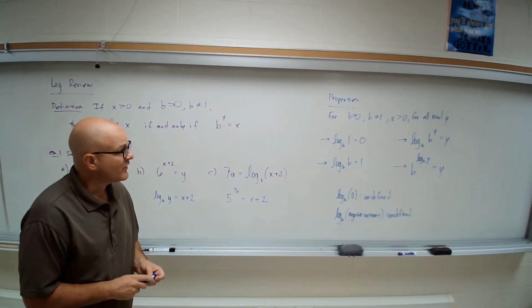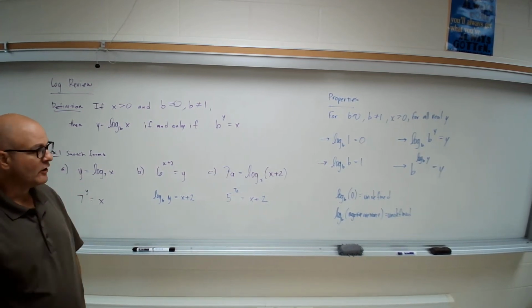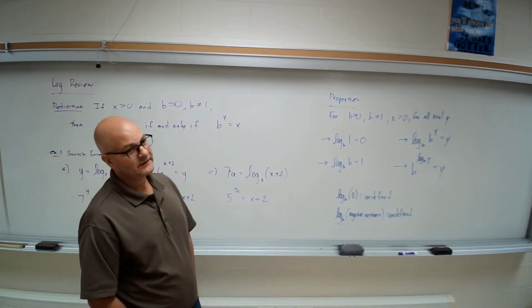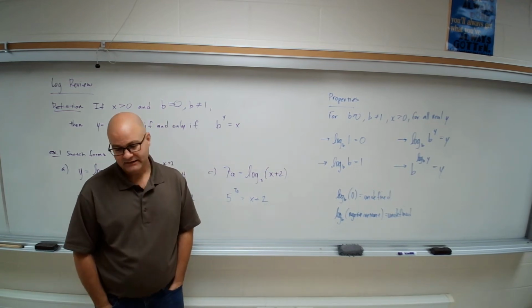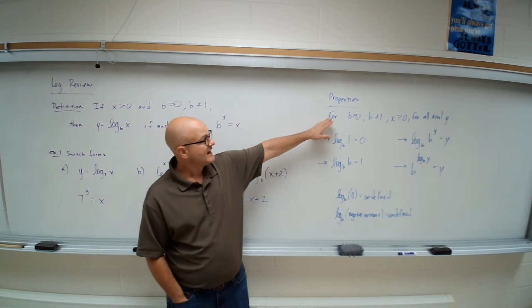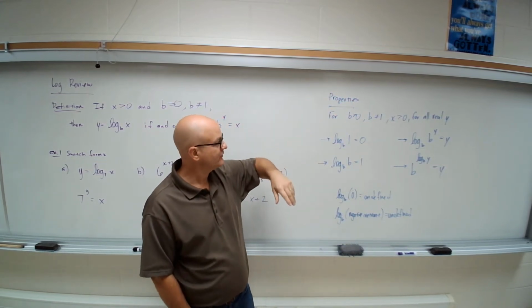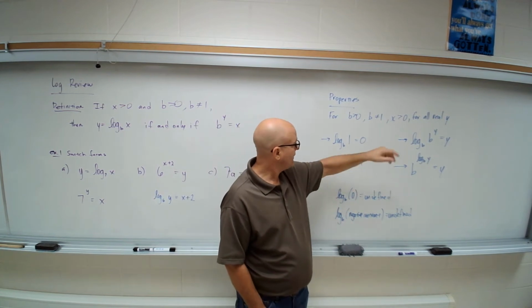So here are some properties that we need to be aware of, and these will come up quite a bit. It's kind of our logarithm toolbox. It can help us evaluate things and get some answers here. The base has to be positive. It shouldn't be 1, because if it is, it's not interesting at all. X is greater than 0.